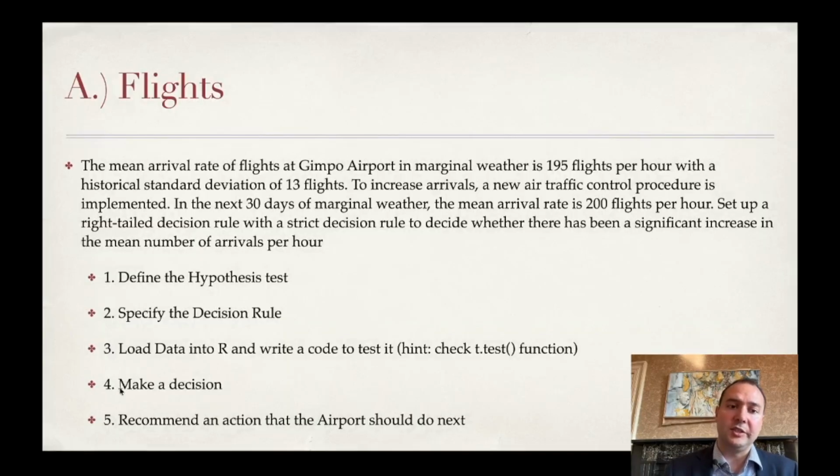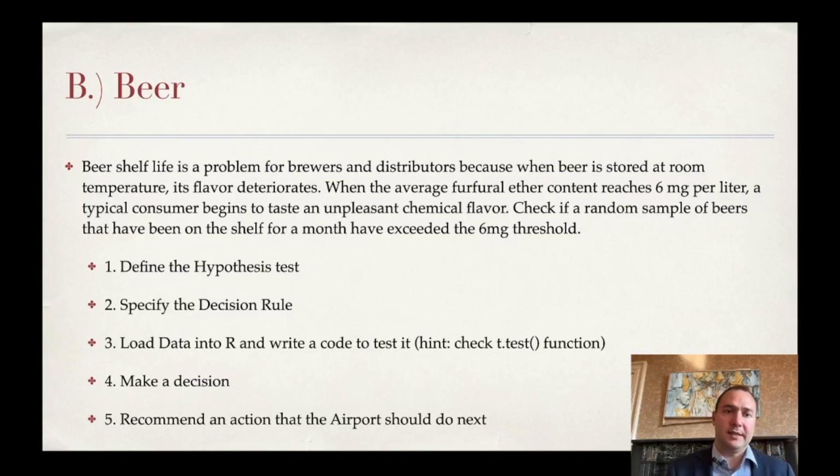So what is our decision? What decision should we make? We rejected the null hypothesis. It seems like the new air traffic control procedure was successful if they wanted more flights per hour. So maybe what should we do? Maybe we could give the person who thought of this new procedure a raise or a promotion or something like that. Or maybe we could tell another airport to use the same procedure, for example. Okay? All right, so let's check our next example.